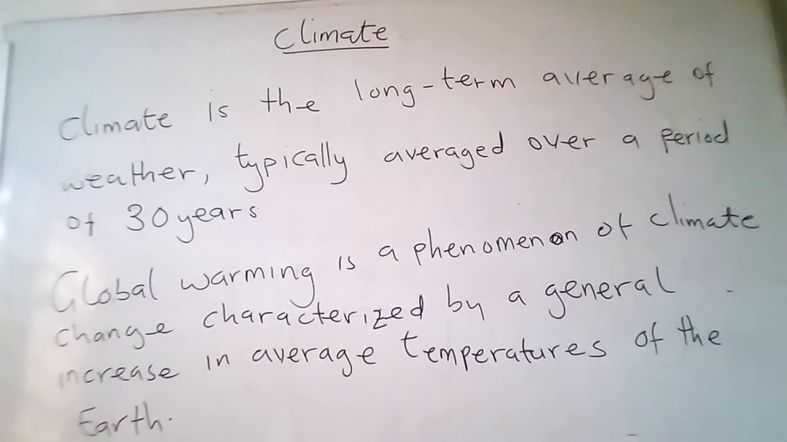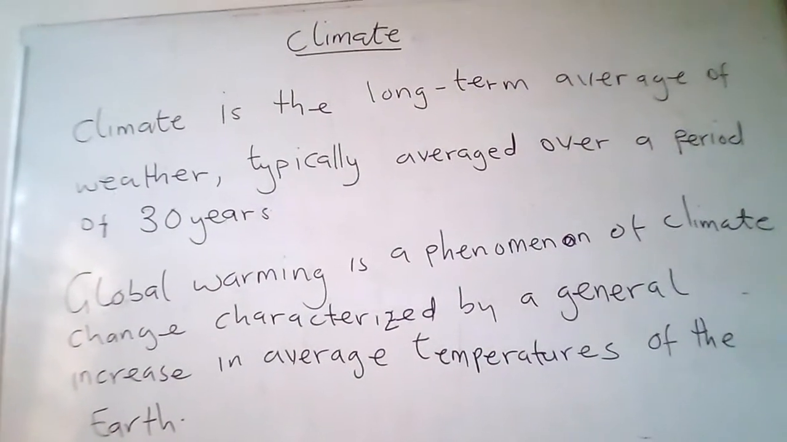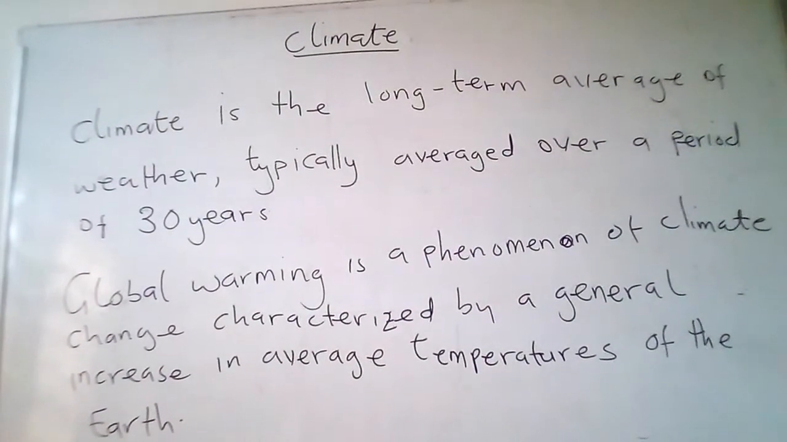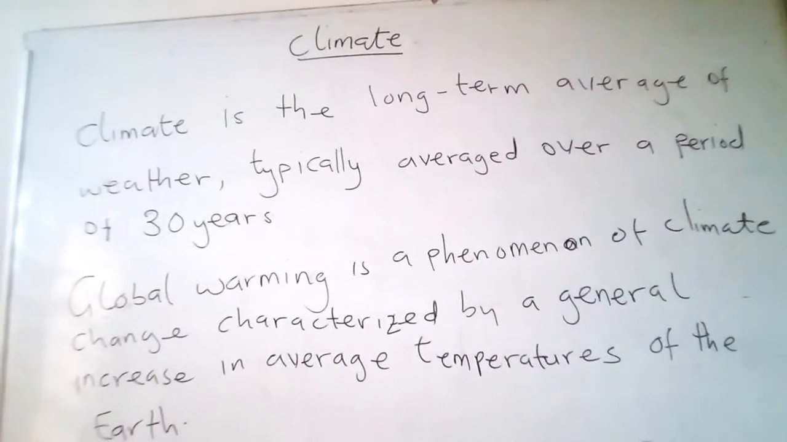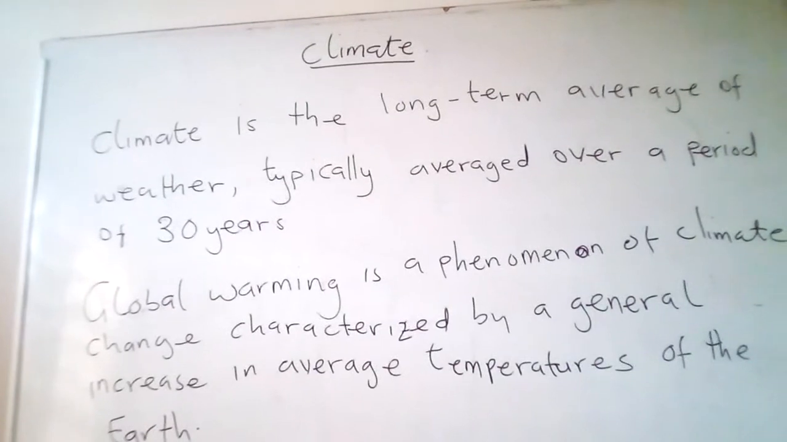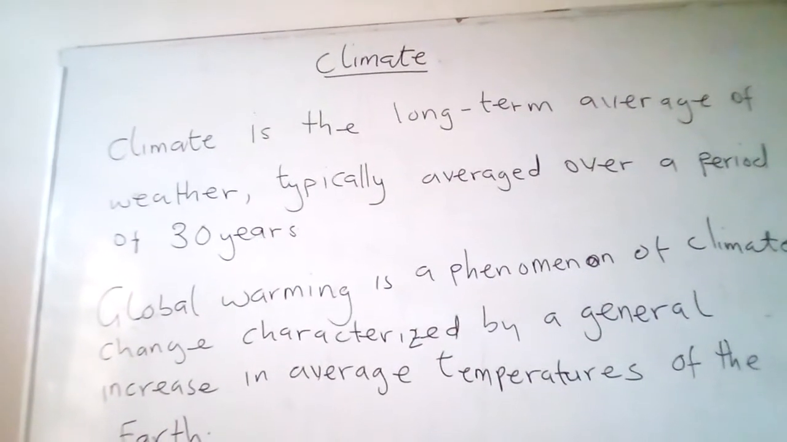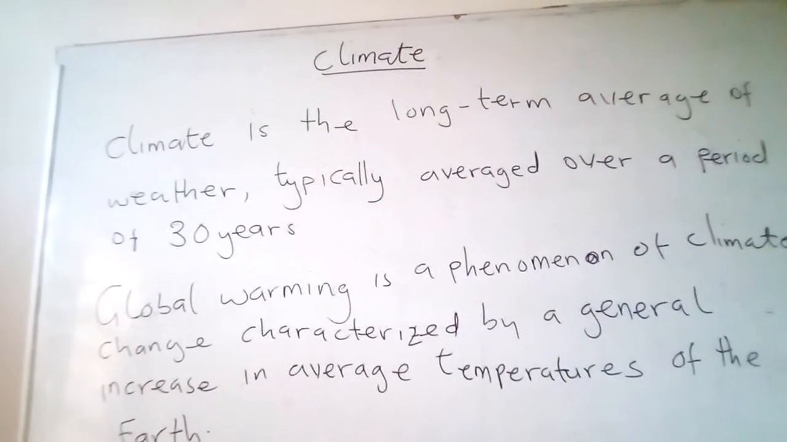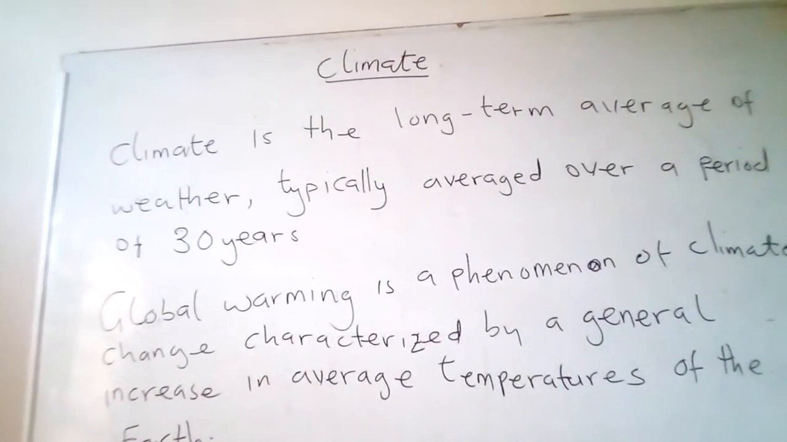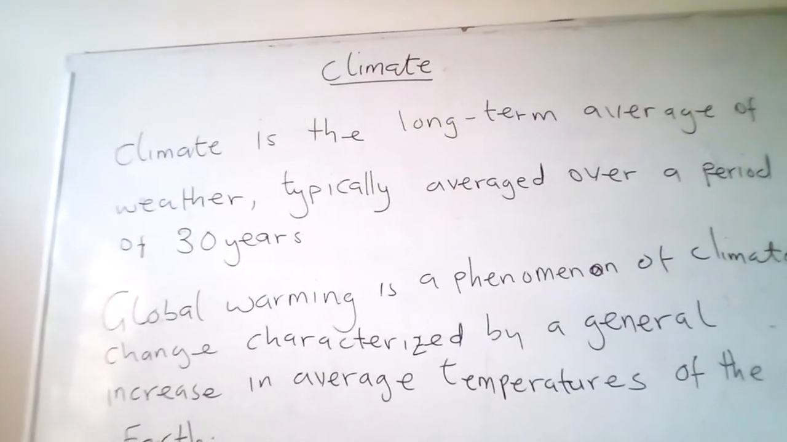So global warming is a phenomenon of climate change characterized by a general increase in average temperatures of the earth. So which modifies the weather balances and ecosystem for a long time. It is directly linked to the increase of greenhouse gases in our atmosphere, worsening the greenhouse effect.